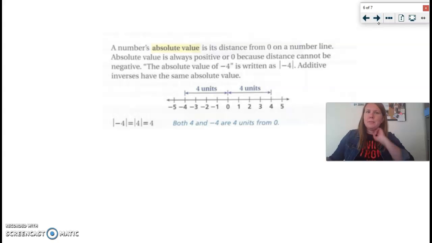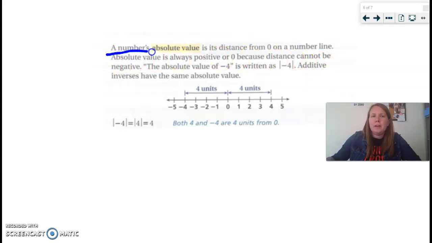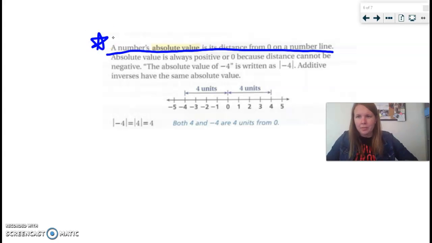Alrighty, and so the last part we need to talk about is your absolute value. A number's absolute value is its distance from 0 on a number line. This is very important. So if you were to describe an absolute value, it is its distance away from 0 on a number line. Just like those additive inverses, if it's 8, it's 8 away from 0 towards the right, but its additive inverse will be 8 from the left of 0, and that'll be negative 8. So absolute value is just the distance away from 0.